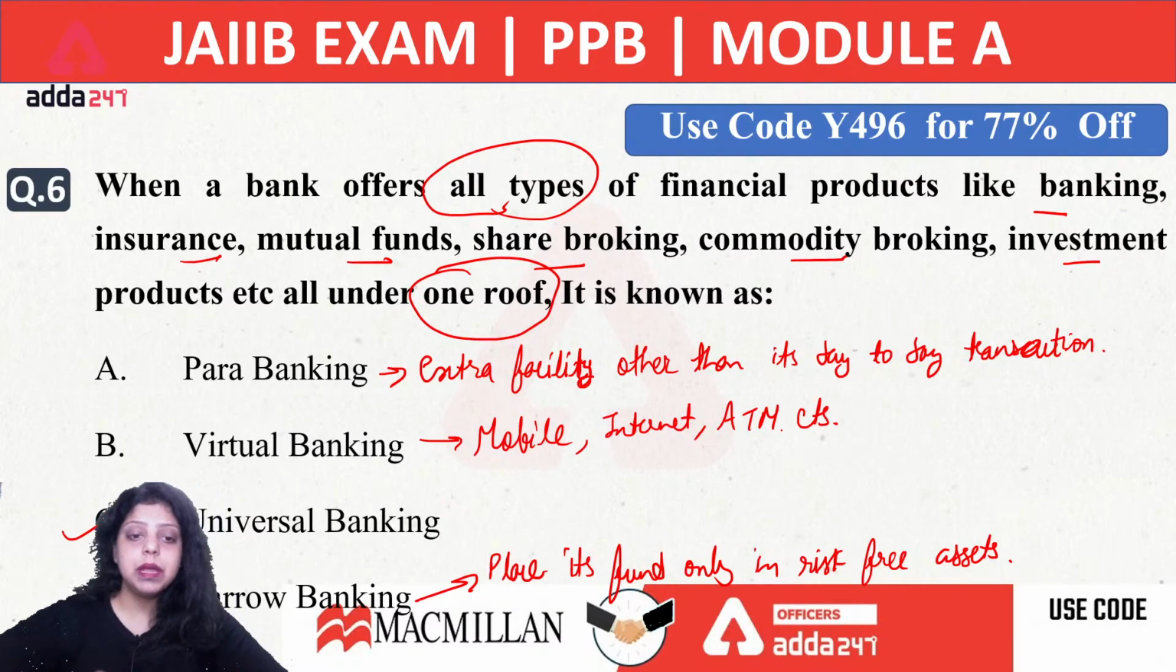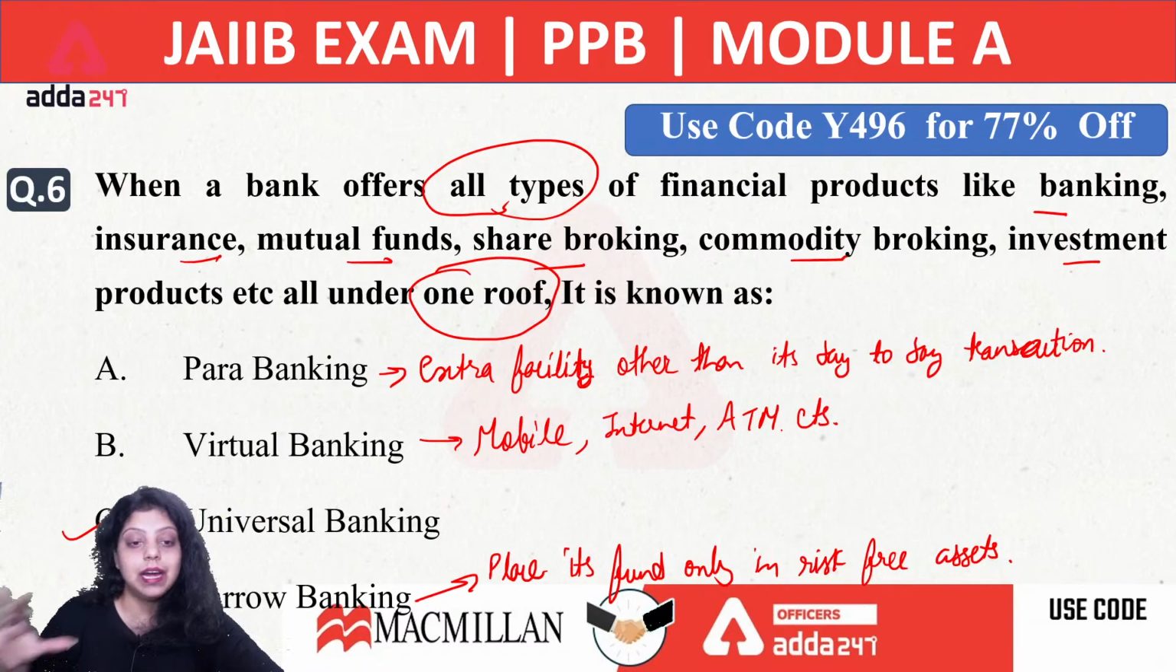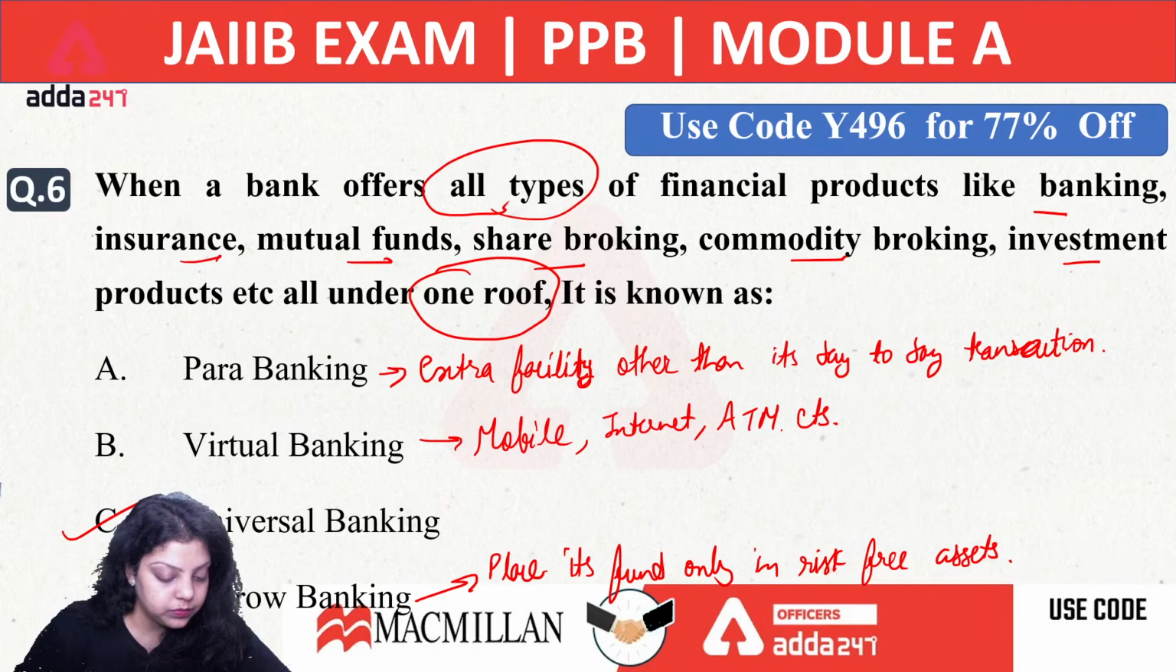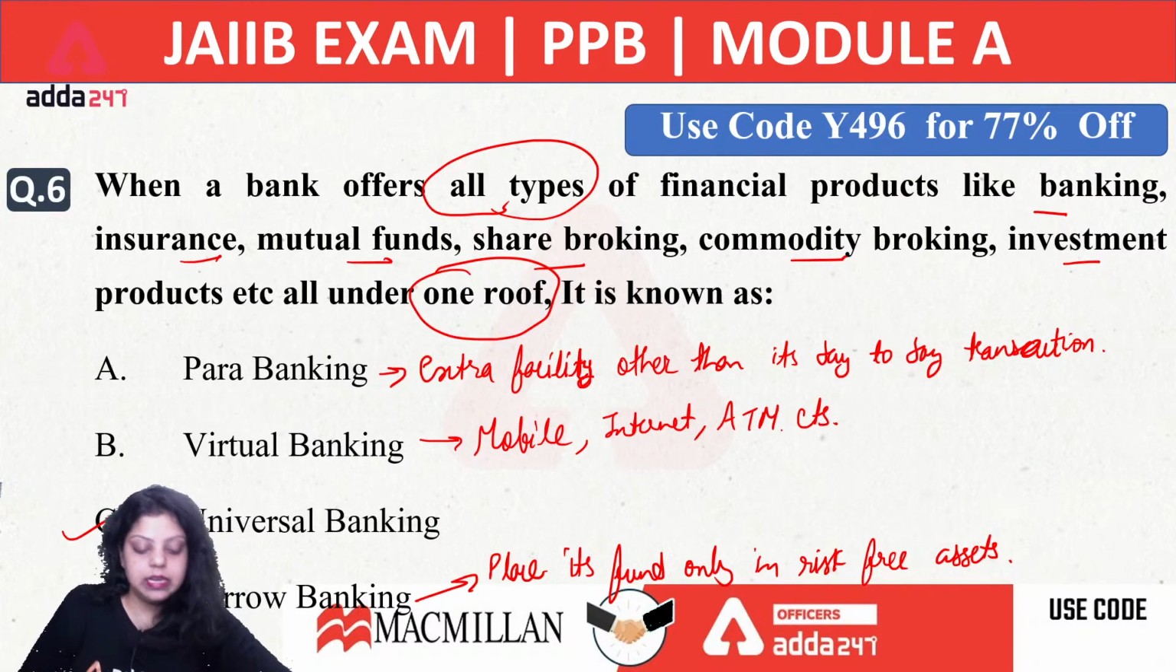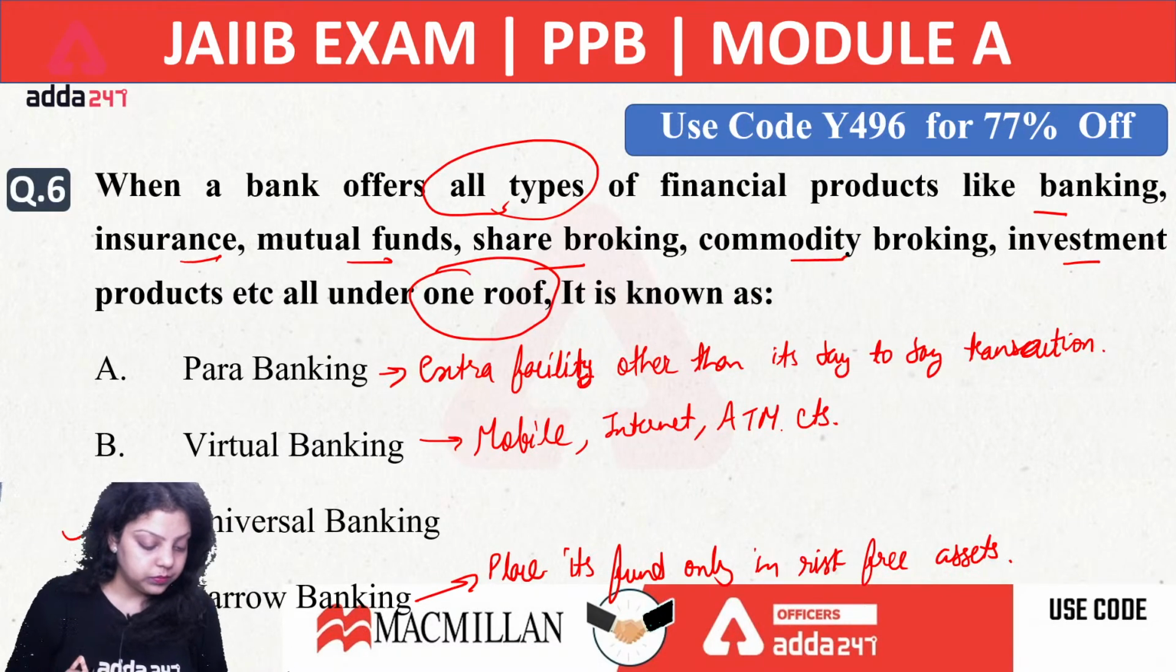Like payment banks are doing. A payment bank can't provide loans to the public. They can only invest in risk-free assets, and that is known as narrow banking. When a bank is placing its fund only in risk-free assets, that is known as narrow banking. In narrow banking, the bank is providing a limited facility and investing funds in certain risk-free assets only.